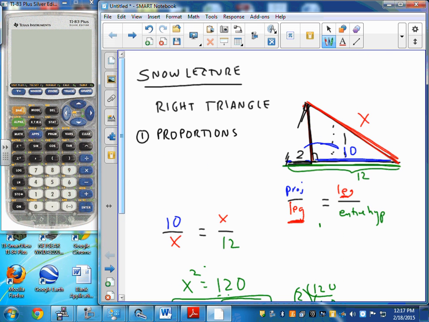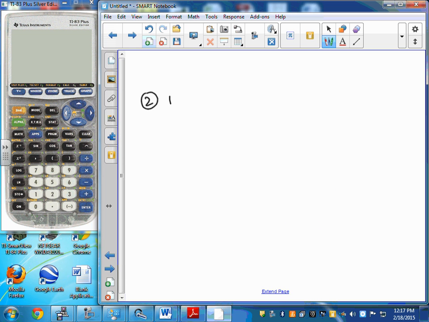The second lesson in this chapter was all on the Pythagorean theorem. So make sure you know how to work the Pythagorean theorem.